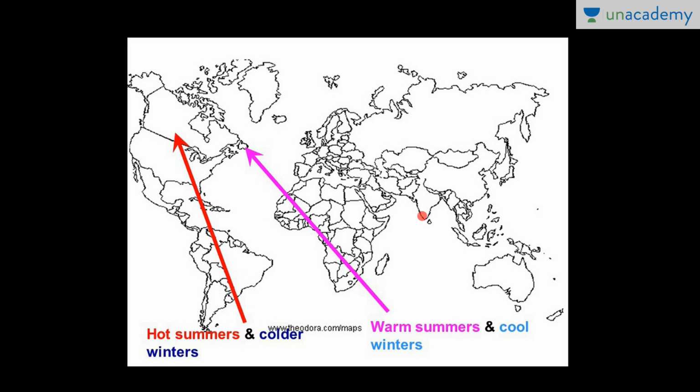Similarly, the climate in Mumbai will be significantly different from the climate in Delhi. Why? Because the Arabian Sea has a moderating influence on the climate of Mumbai. So the temperature range in Delhi will be more than Mumbai.